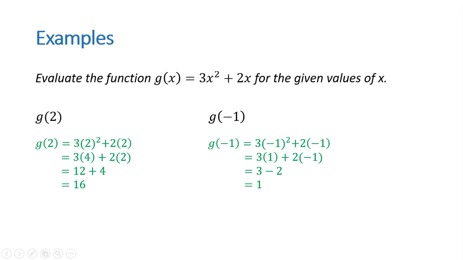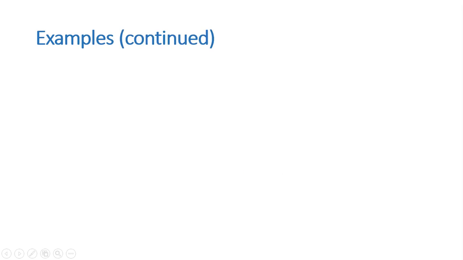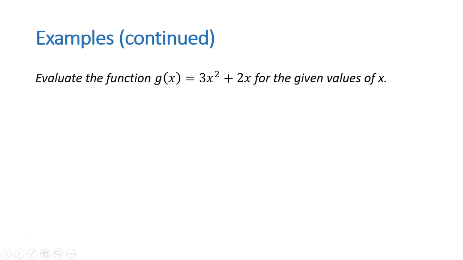So this would correspond to the ordered pair -1, 1. Let's try a couple more, same rule, just different inputs. So let's give ourselves some exotic looking inputs. So we have g of a and g of x plus h.